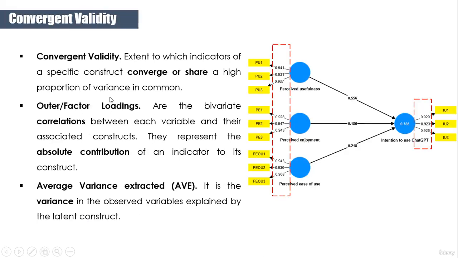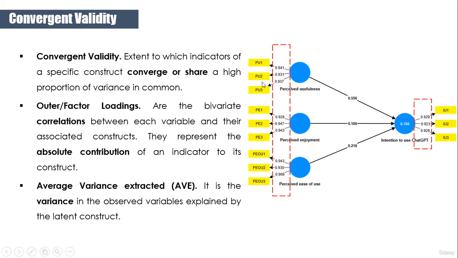Then validity. Validity is of two types: one is convergent validity, another one is discriminant validity. Convergent validity is the extent to which indicators of a specific construct converge or share a high proportion of variance in common. For example, these are the indicators of the construct perceived usefulness, 1, 2, 3. That means they all are measuring the same thing, and they share a high proportion of variance.